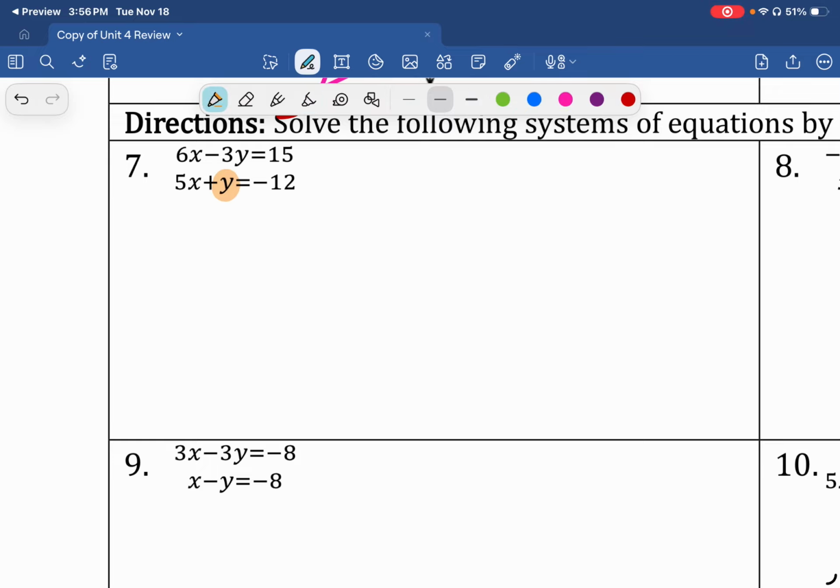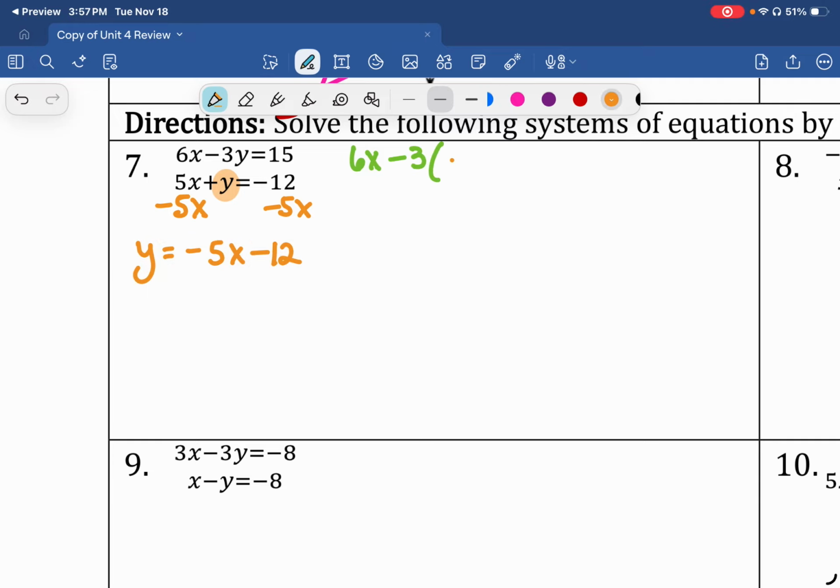So I'm going to solve that equation for y. To do that, I'm going to subtract 5x on both sides. So I get y is equal to negative 5x minus 12. Now, I'm going to take that and plug it into the other equation for y. So I have 6x minus 3y, but instead of y, we're going to use negative 5x minus 12 equals 15. Now we're going to solve this for x.